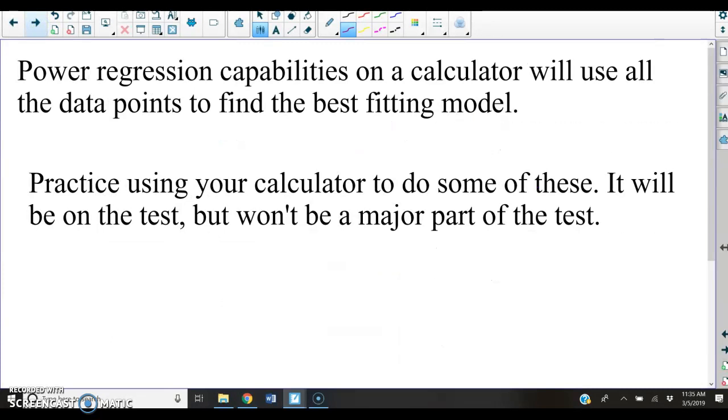Okay, so again, please practice using your calculators so that you are ready for that on a test. Note, this is not going to be a major part of your test, but I will probably have one of the two that we looked at here.